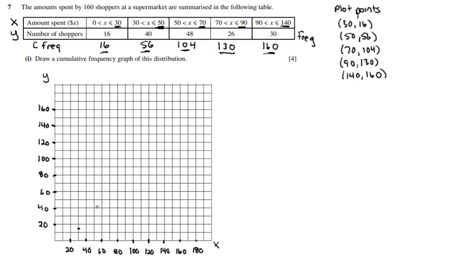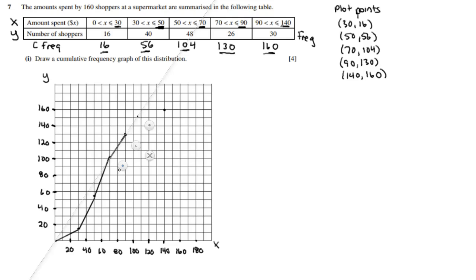And see, now I'm just going to plot points. So I go to 30 and plot 16, and I go to 50 and plot 56, and then 70, and then I go to 90, and then I go to 140. Those are my dots, and now I got to connect them. Now keep in mind, always make it go to 0, even though you may not have one, because anything that happened below the first thing is going to go to 0.